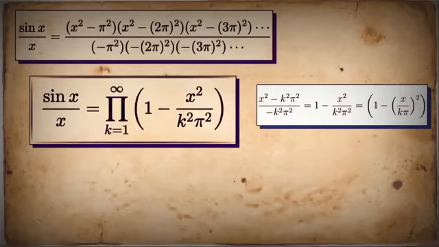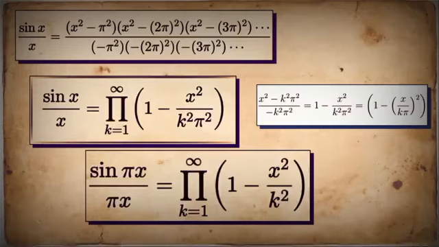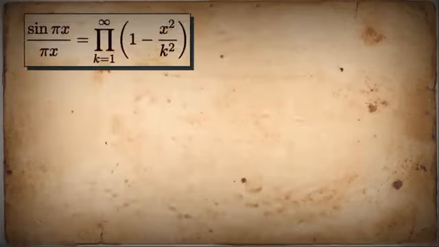Now we make a substitution to align the two formulas, replacing x with pi x throughout the sine product. The sine of pi x divided by pi x equals the product of factors 1 minus (x over k) squared, for k from 1 to infinity. The denominators are now just the positive integers, 1, 2, 3. No factors of pi appear. At this point, place the two formulas side by side.